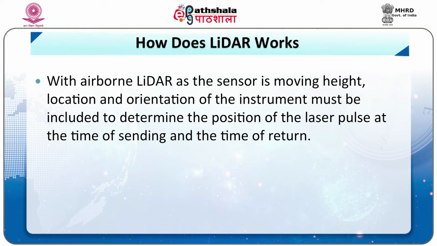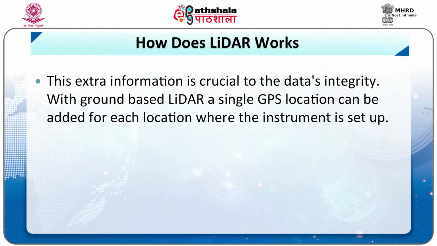As the sensor is moving at a height, the location and orientation of the instrument must be included to determine the position of the laser pulse at the time of sending and the time of returning. This extra information is crucial to the data's integrity. With ground-based LIDAR, a single GPS location can be added for each location where the instrument is set up.